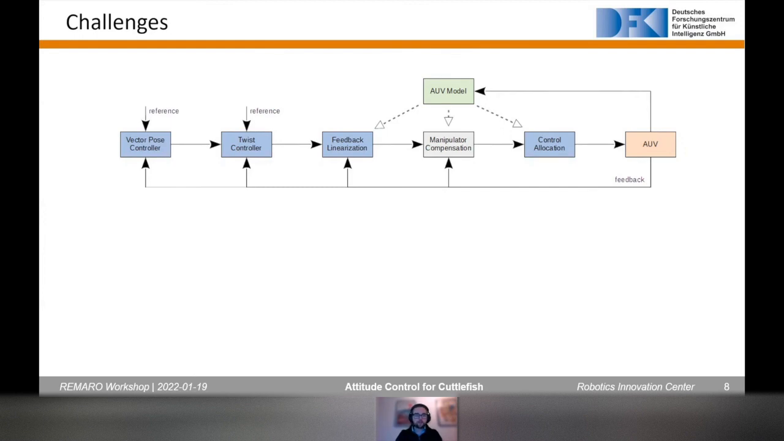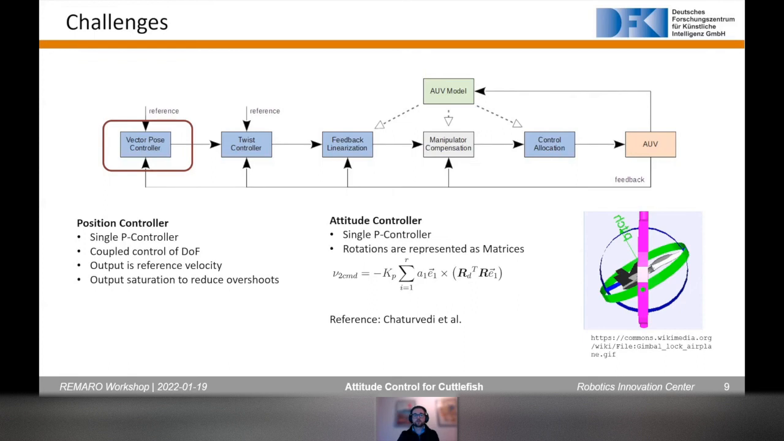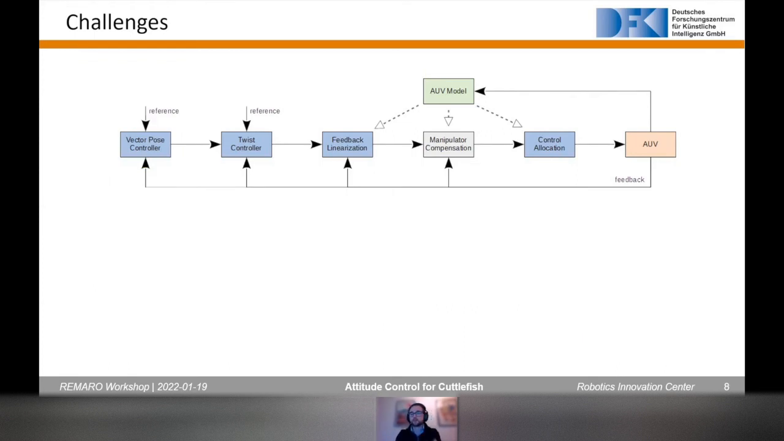Let's start with the first controller, which is actually, maybe let's go a step back and then talk about the cascaded control. Bilal has been mentioning a little bit what this means. Essentially, a cascaded controller is a series of individual controllers that can control the system on various levels.